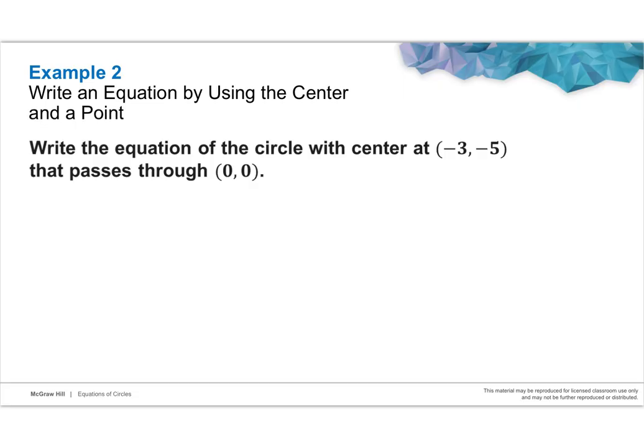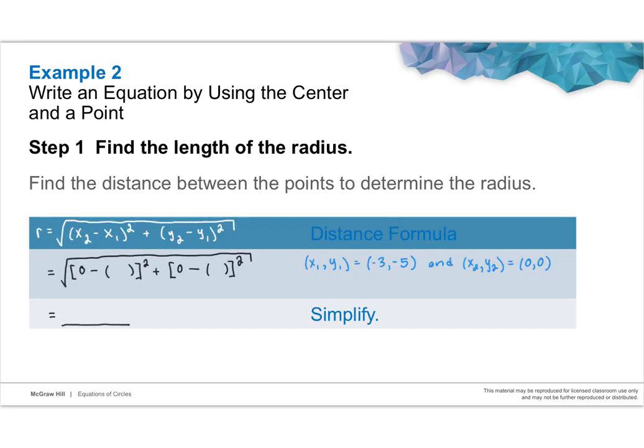In example 2, we're asked to write another equation of the circle, but this time using the center and a point rather than the endpoints of the diameter. So write the equation of the circle with center at -3, -5, and that passes through the point 0, 0. So the first step is for us to find the length of the radius, which is going to be the distance between the points that we were given. So we can call our x1, y1 -3, -5, and our x2, y2 0, 0 in this distance formula.